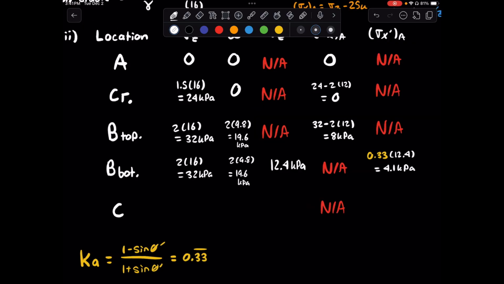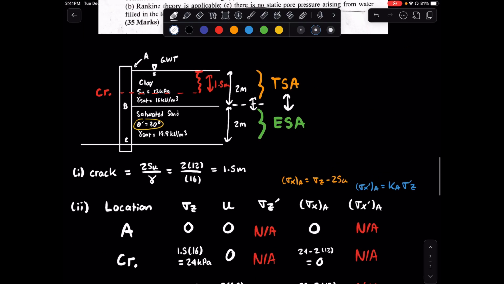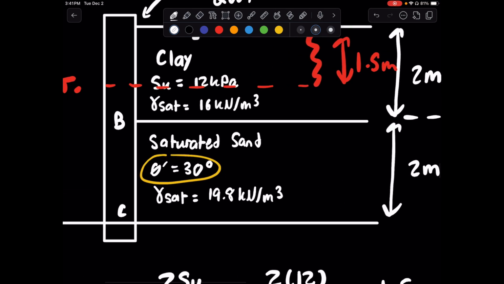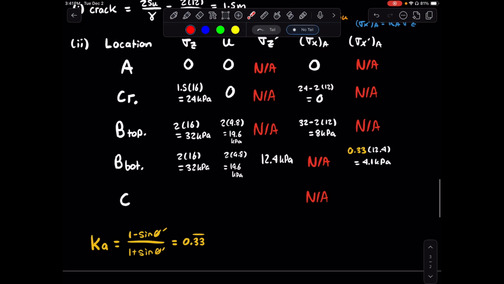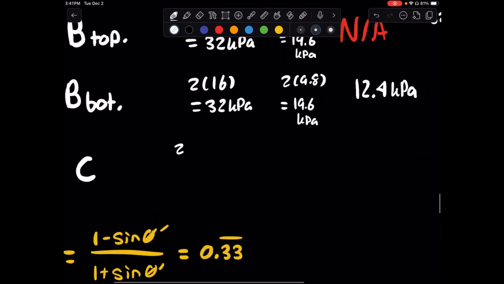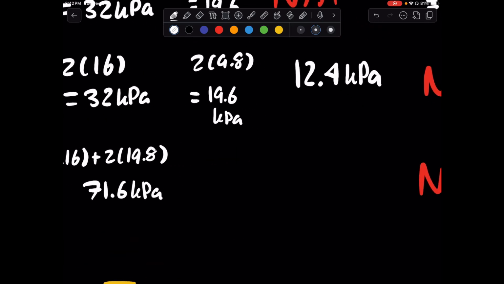And then lastly, at C, we're now 4 meters below, but we need to make note that our soil property changes. So we have 16 here and then 19.8. So it's going to be 32 plus 2 times 19.8. And that's going to be 71.6 kPa. And then it's just 4 meters of water there, so 4 times 9.8 would be 39.2 kPa.